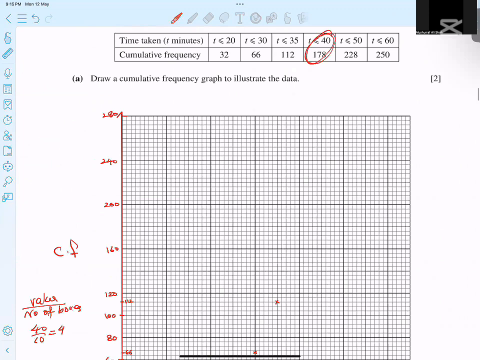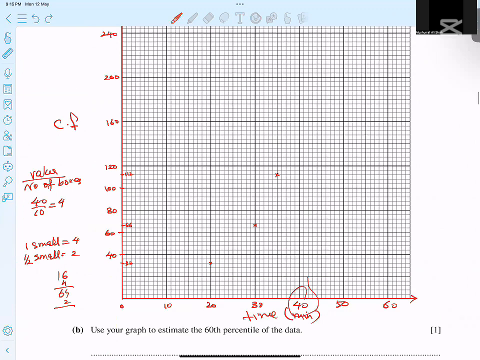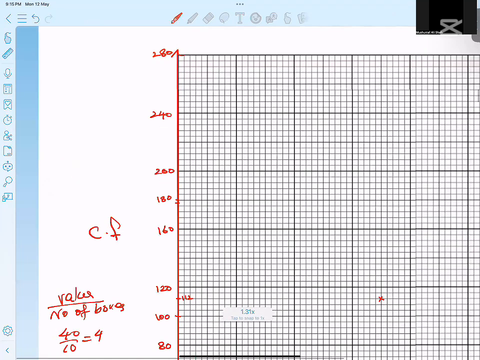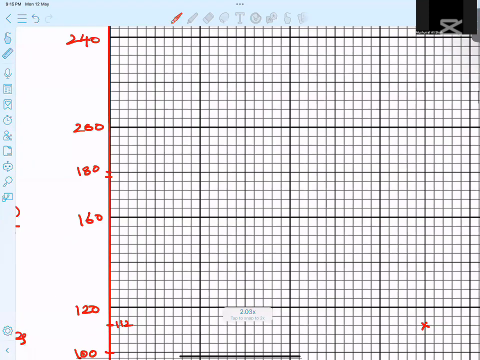Next, 40 and 178. 40 is from here, and where is 178? Let's try to find 178. This is 180, and from 180, one box down is 176. But I need 178. Let me check. Yes, so it is half a box below 180, which is 178.